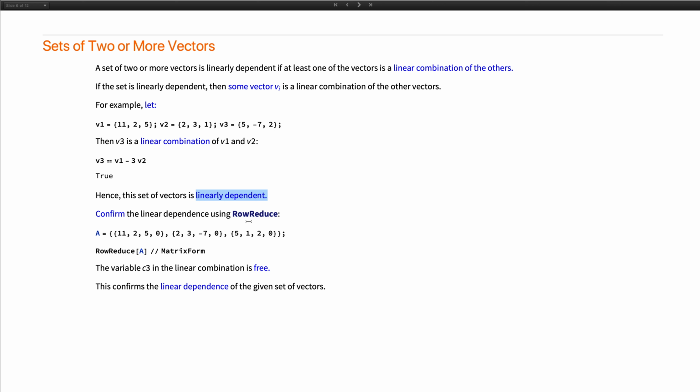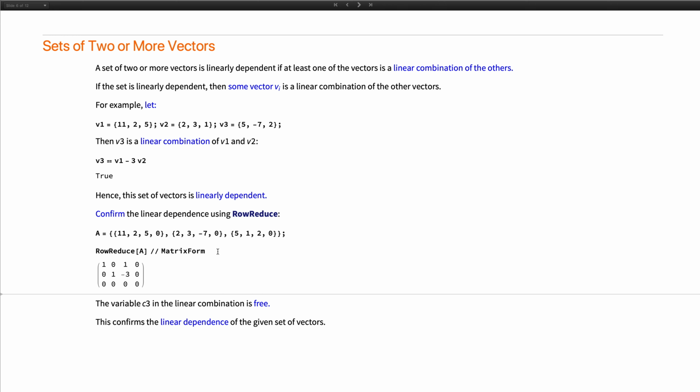You can also check that using row reduce by forming a homogeneous system. You just take the columns of vectors 11, 2, 5, etc. and form the matrix A, row reduce it, and you see over here that the variable c3 in this linear combination is free. That confirms that you actually have linear dependence for the given set of vectors.